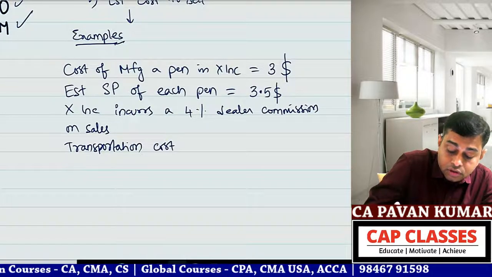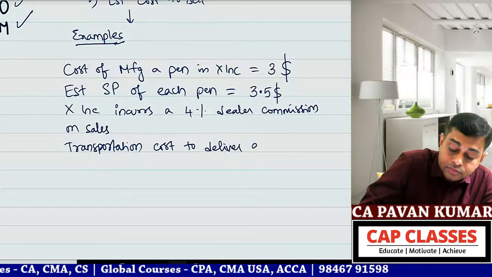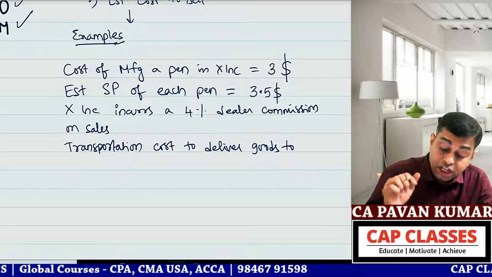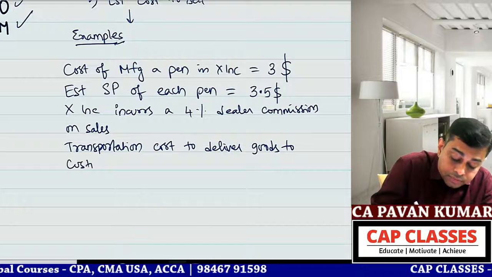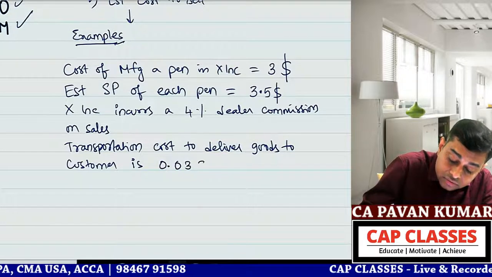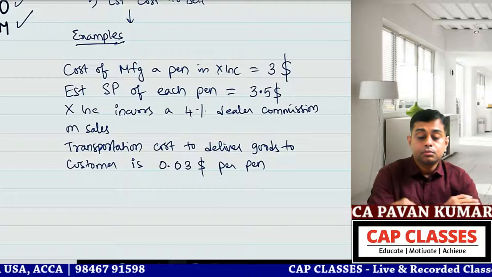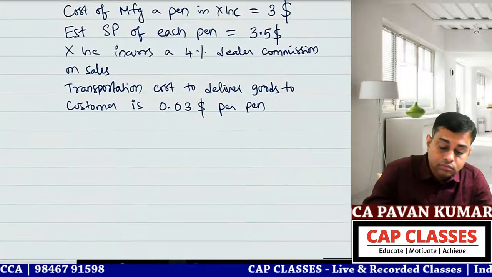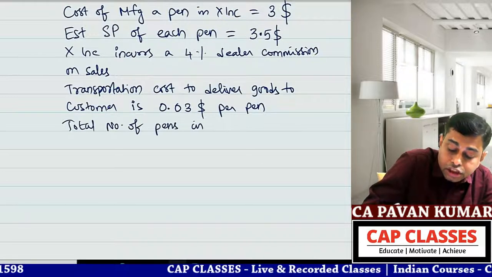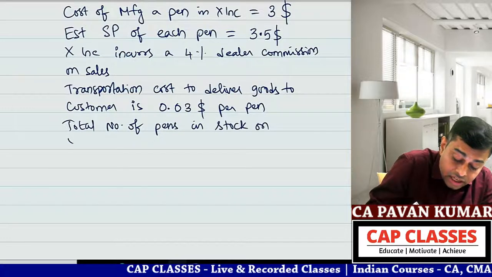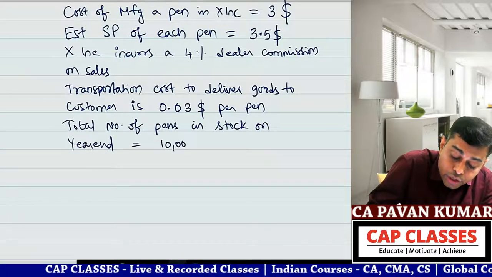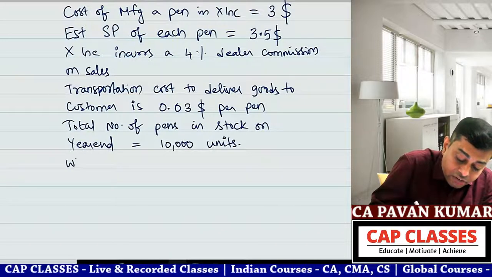Transportation cost to deliver goods to customers. In pens it will not be there, but just for the sake of example I am giving you. Transportation cost to deliver goods to customer is $0.03 per pen. Total number of pens in stock on year end is 10,000 units. What is the value of inventory?